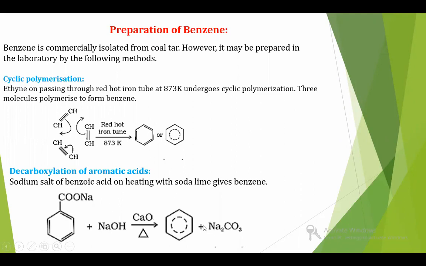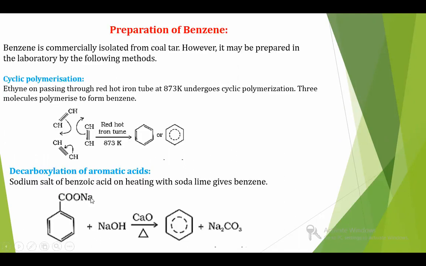So which gives benzene and sodium carbonate, and hydrogen can be replaced here on this diagram. You can notice here COONa, total Na2CO3 is removed, and what is left behind is a positive charge. So hydrogen attaches there, and we will be getting benzene.